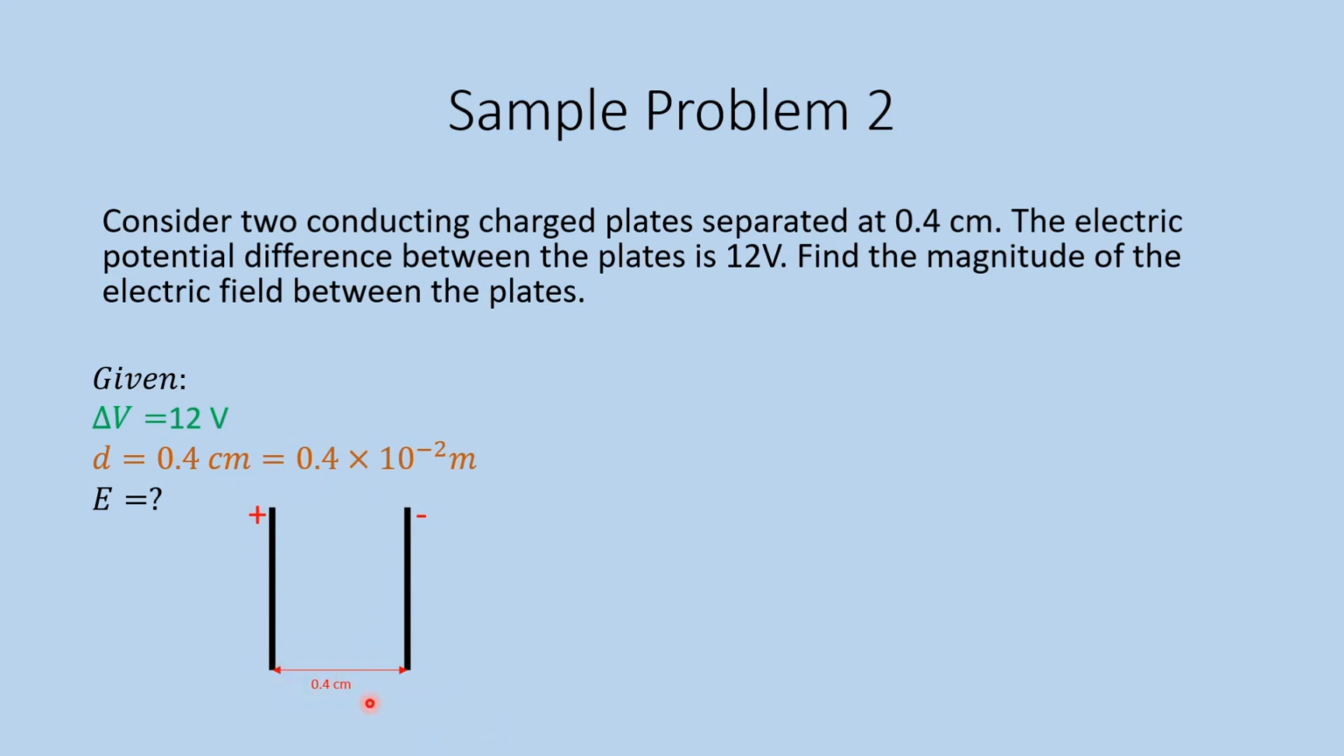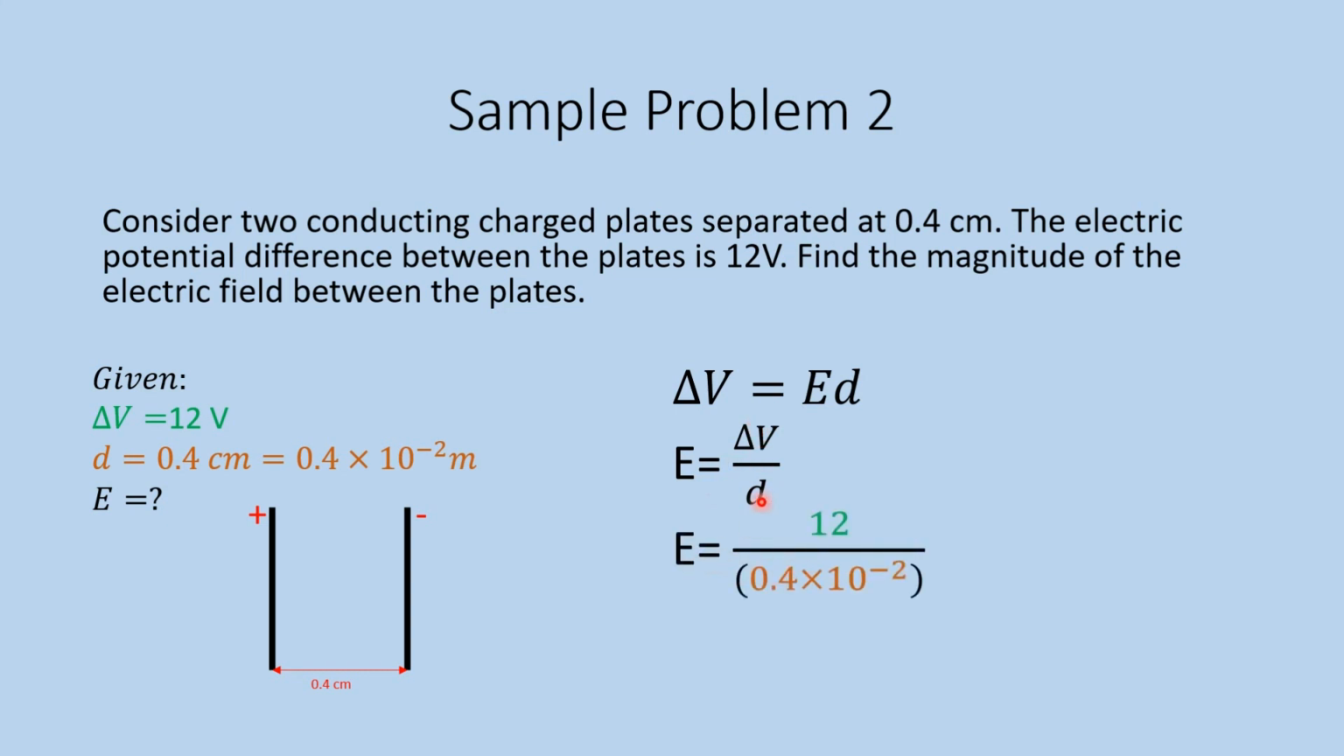Those are the plates, and this is the separation distance between them. We use the same formula, delta V equals ED. We divide both sides by D to obtain E. Then E equals delta V over D. We replace delta V is 12 volts, D is 0.4 times 10 to the power of negative 2 meters, and we get the answer for E as 3000 volts per meter. Also remember that the electric field always points out of positive into negative, so this is the direction of the field if we wanted to draw it.